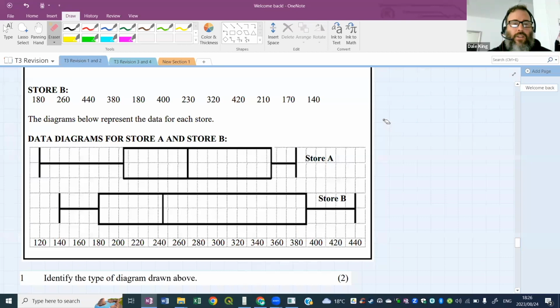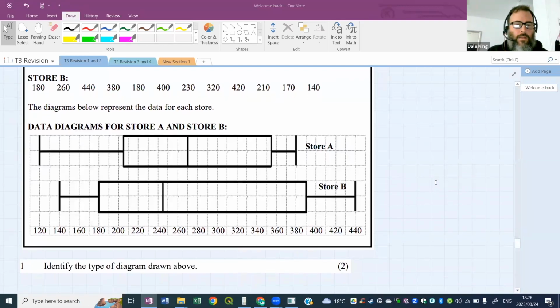Identify the type of diagram drawn above. Free money for question one here. You can type it into chat. What kind of diagrams are these, ladies and gentlemen? Box and whisker plots. Thank you. Two marks in the bag. Easy money on question 1. Let's move on.